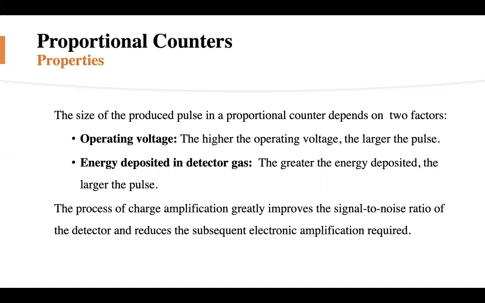And actually, the height of the pulse in a proportional counter will depend on operating voltage, but you can see the difference between the pulse from the ionization chamber and the proportional counter, and how operating voltage affected this pulse height. The second factor is energy deposited in the detector gas. The greater the energy deposited, the larger the pulse.